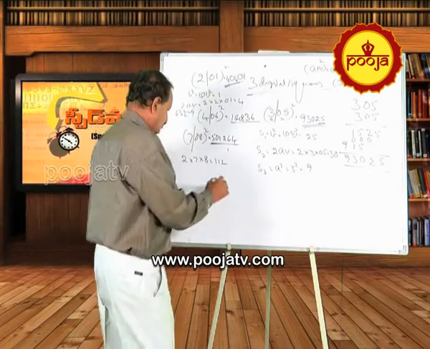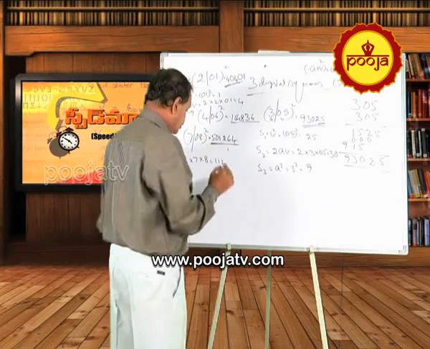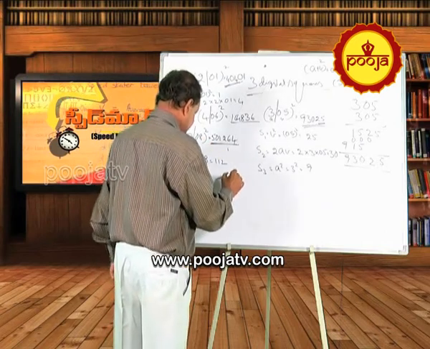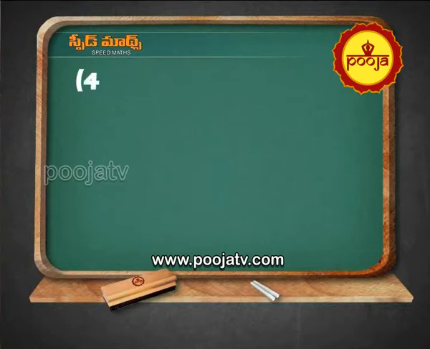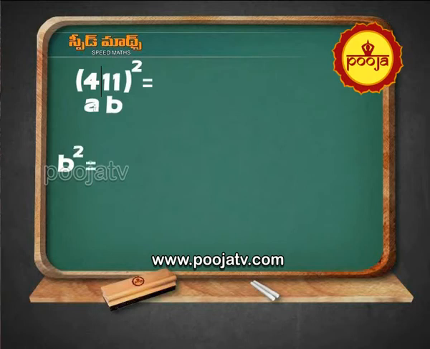Again I will tell you some more things. All these things you should be thorough, you should not make any mistakes. Suppose 411 square equals to, give a slash, assume it as a and b. b square equals to 11 square equals to 121.